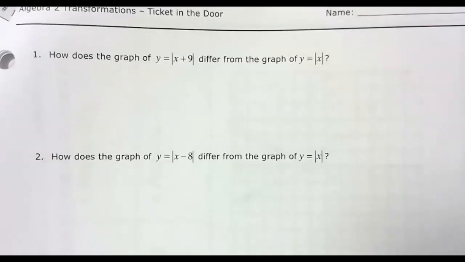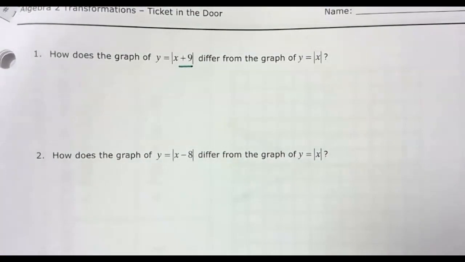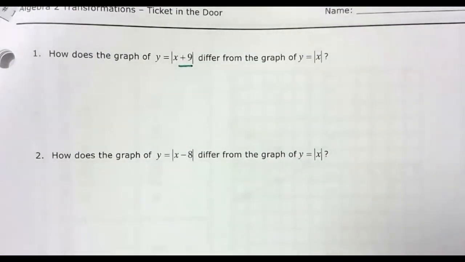Alright, so let's talk about each of these problems in their own unique way. Number 1, how does the graph of y equals the absolute value of x plus 9 differ from the graph of y equals the absolute value of x? What's different? What's changed? What's changed is that this graph now has a plus 9 on the inside. What does that plus 9 do to my graph?